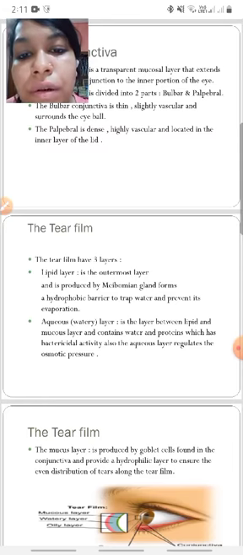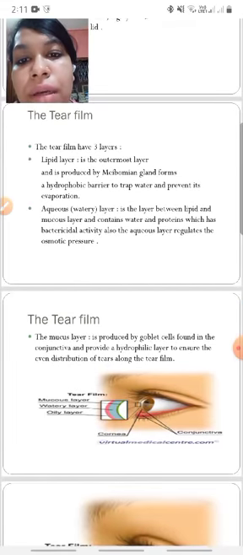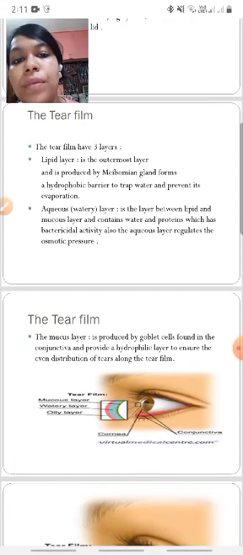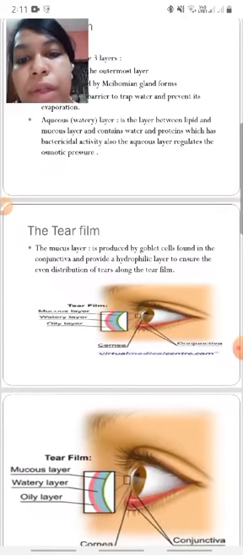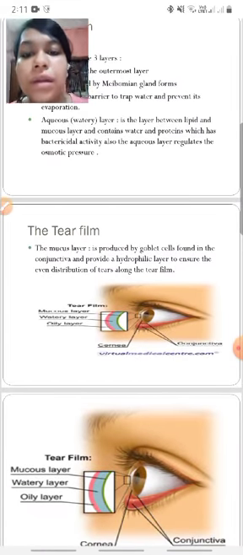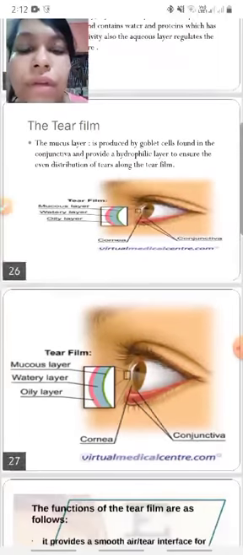So the tear film has three layers. The outermost layer, or the lipid layer, is produced by the meibomian gland. They form a hydrophobic barrier to trap water and prevent its evaporation. The middle layer is provided by the lacrimal gland, and it's the aqueous layer, and it has water and proteins, which have bactericidal activity and also regulate the osmotic pressure. And finally, the mucus layer is produced by the goblet cells found in the conjunctiva and provides a hydrophilic layer which ensures an even distribution of tears along the tear film.